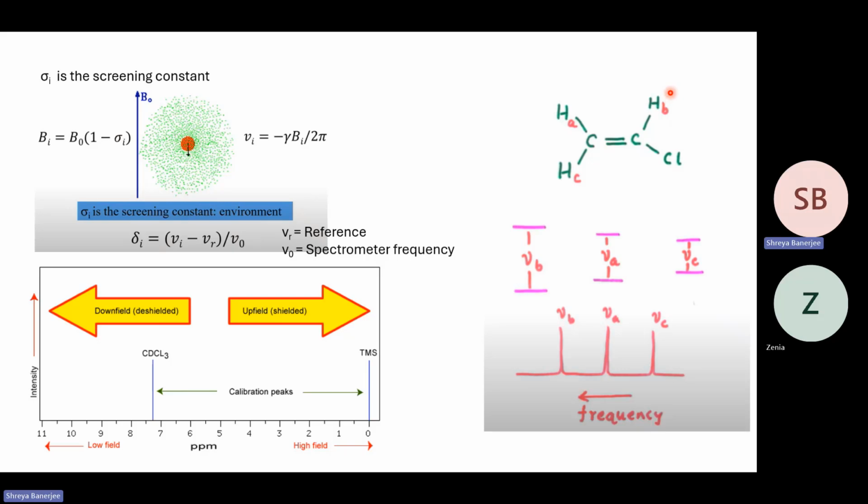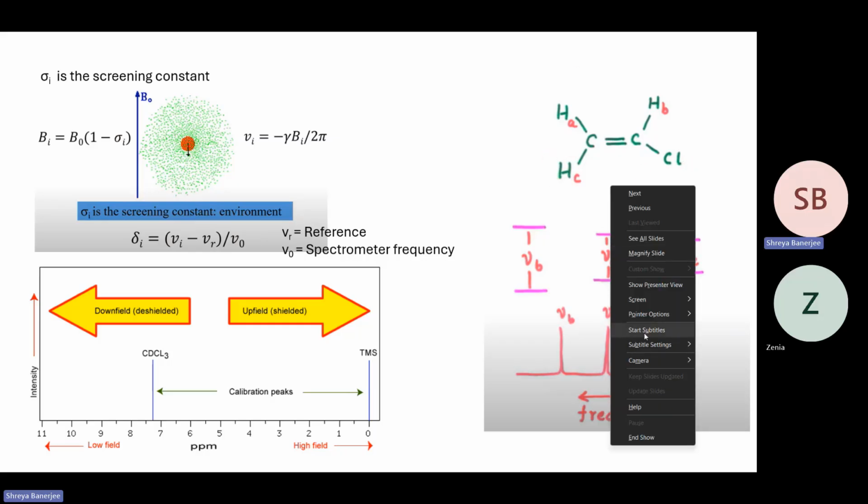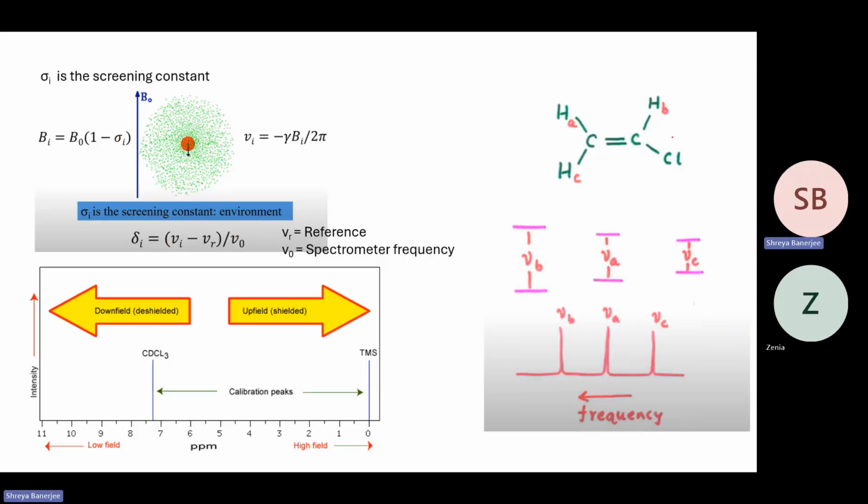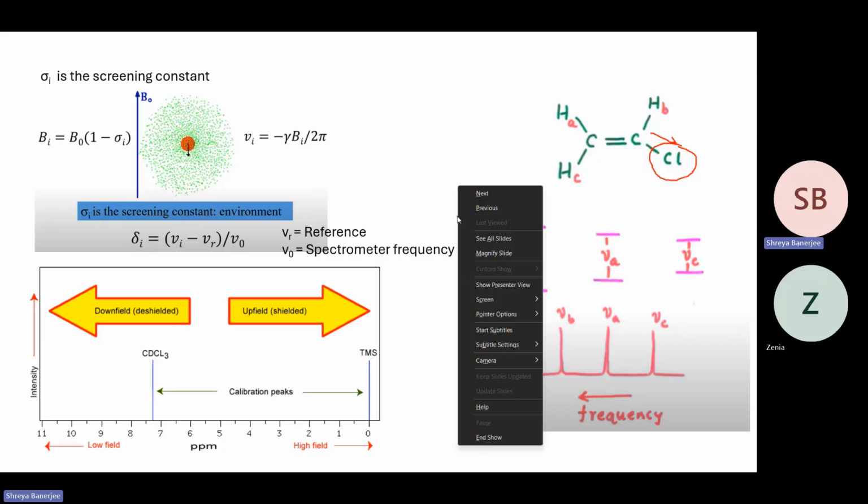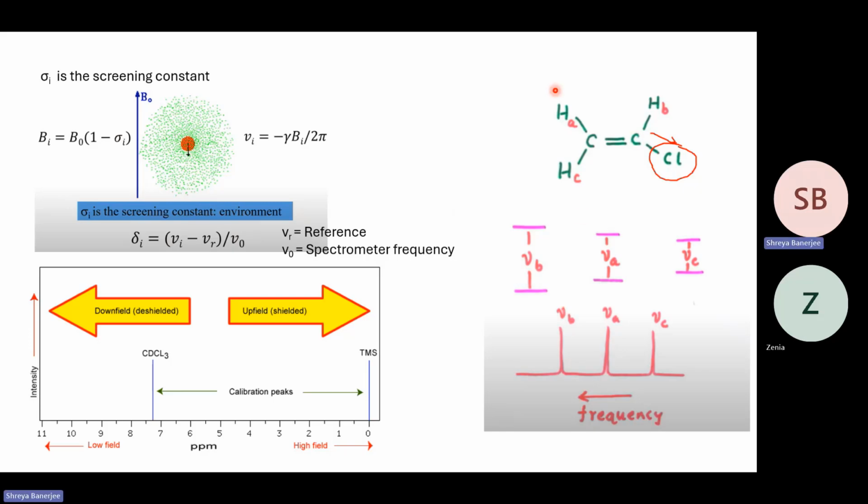Definitely HB will be most downfield shifted since it is closest to the electronegative chlorine. Now between HC and HA, what happens is that chlorine withdraws a lot of electron density towards itself. And so there is a large electron cloud surrounding chlorine. And so HC gets shielded to some extent due to this electron cloud. And so HC is upfield shifted compared to HA. This is just an example of what we have seen so far.